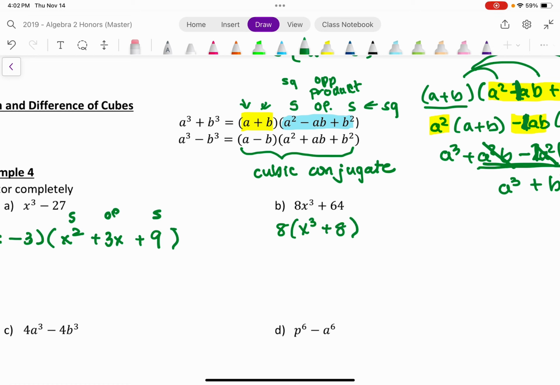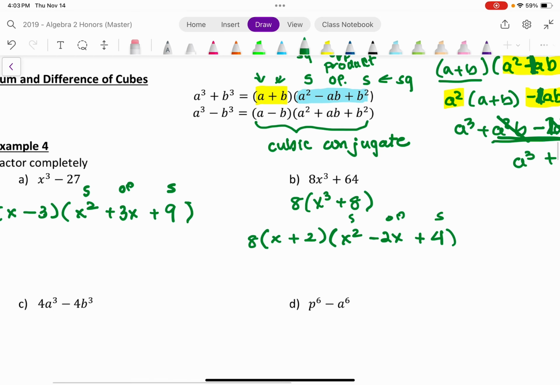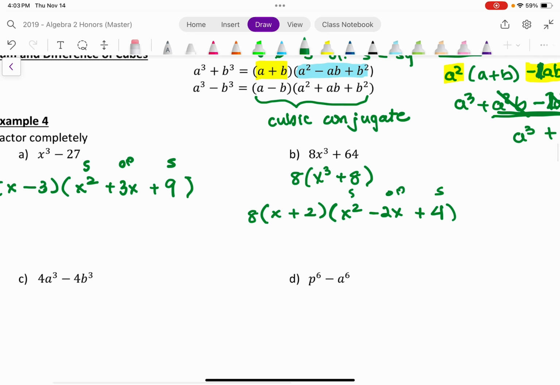Now I have the sum of cubes. Okay, I have the 8. Take the cube root, which is x. The cube root of 8 is 2. And then we're going to use SOPS, S-O-P-S. Square the first term, x squared. Take the opposite of the product. The product is positive 2x, take the opposite of that, it becomes negative 2x. And then square the last term. If I don't take the opposite sign, like if I accidentally double that middle term, I will not get all that cancellation that I need.